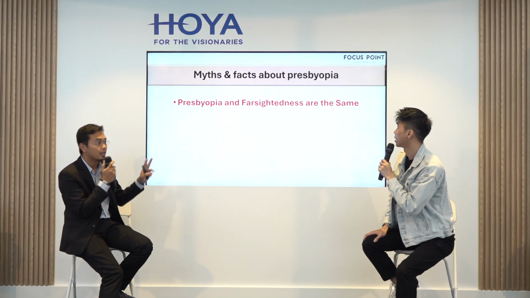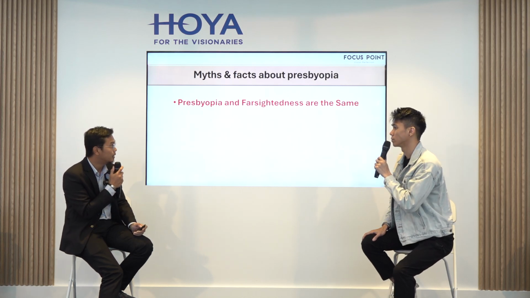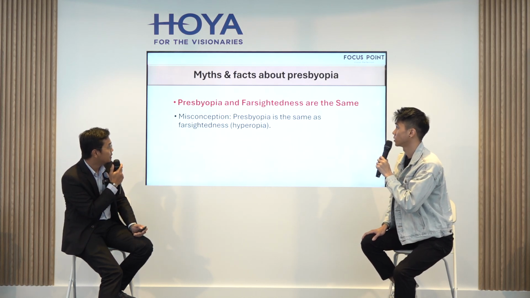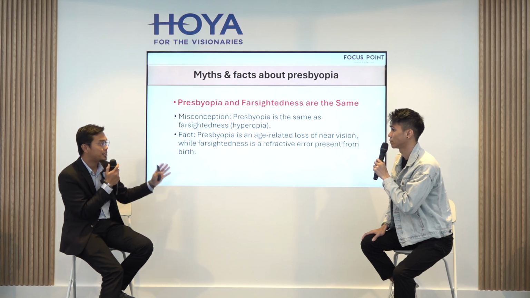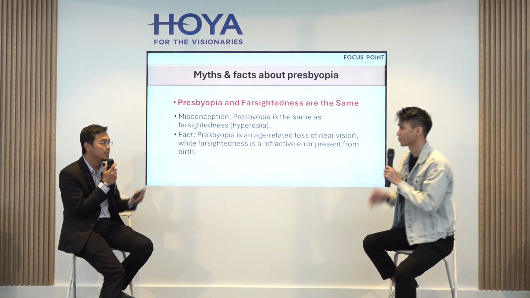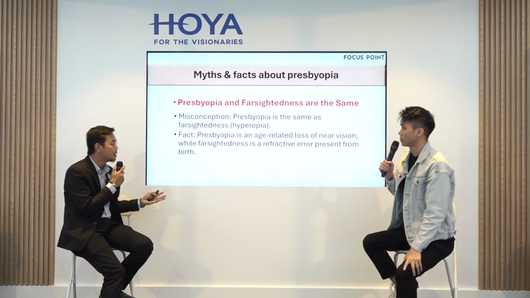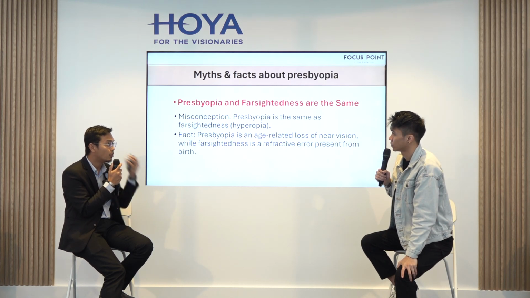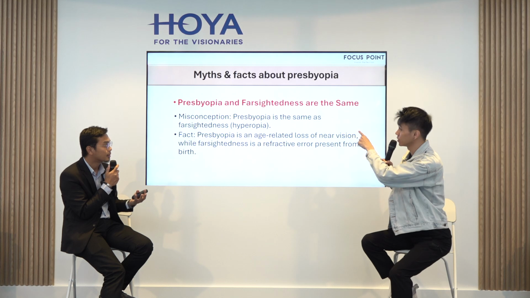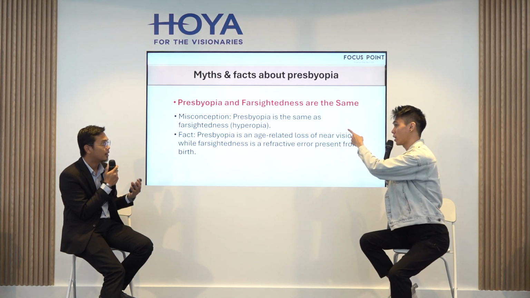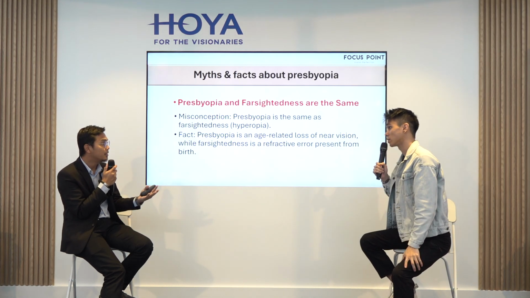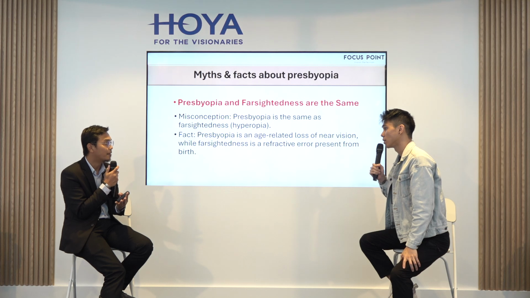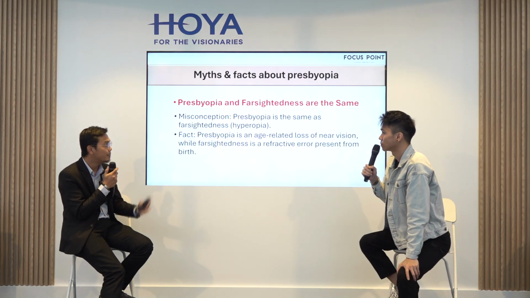Yeah, but they are actually two different things. Basically, presbyopia is age related, so you cannot see near when you are aging. But farsightedness happens because of your refractive error. Your eye power is not correct. Is that a disease? No, it's not. It's similar to short-sightedness, myopia. It can happen at any age.